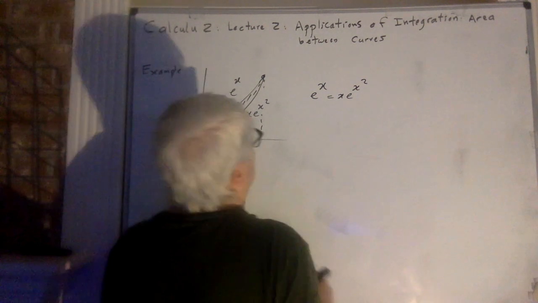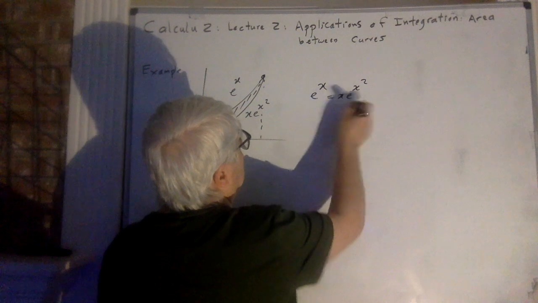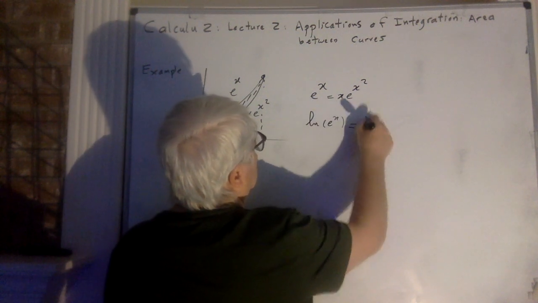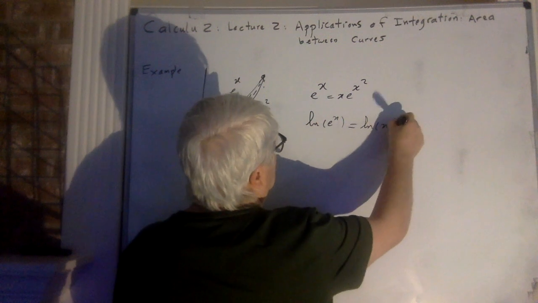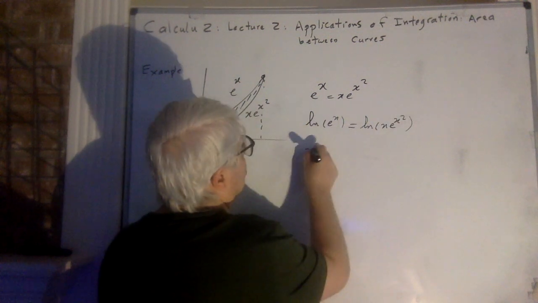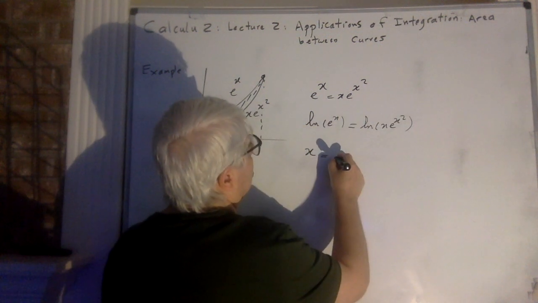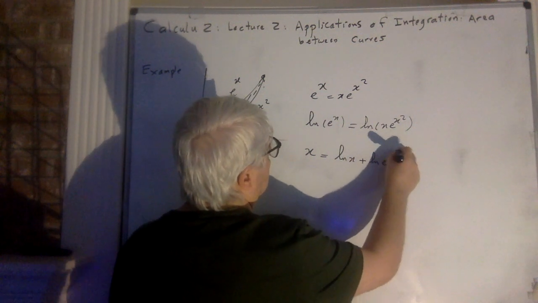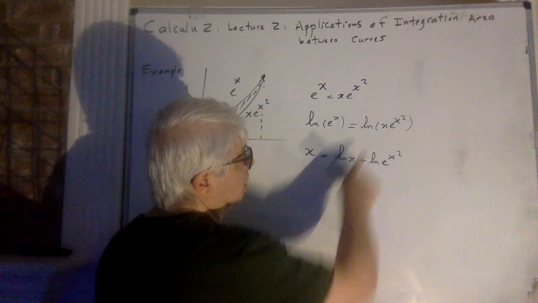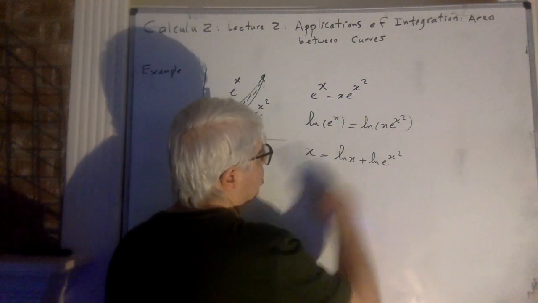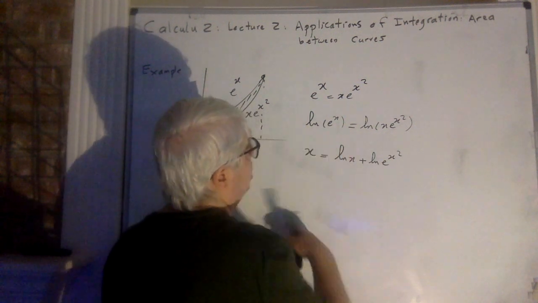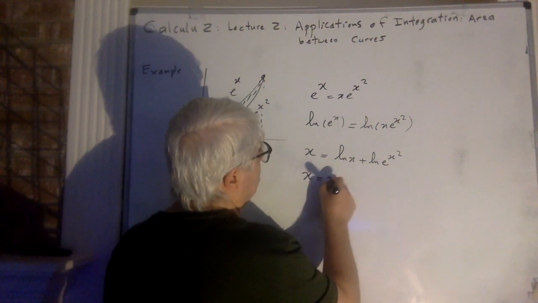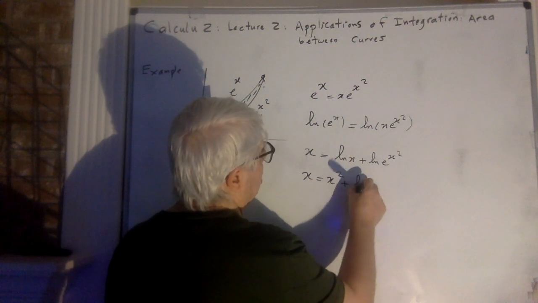Well, let's try. So if I take the ln of both sides, I have ln e to power x equals ln of x e to power x squared. So this one is just simply x. This one is ln x plus ln e to power x squared, since ln of a times b is ln a plus ln b. And this one is simply x squared. And so x equals x squared plus ln x.